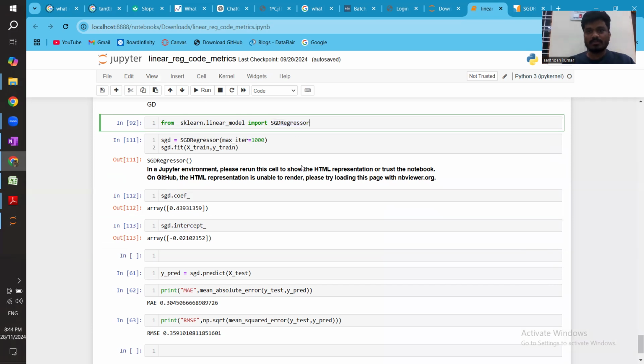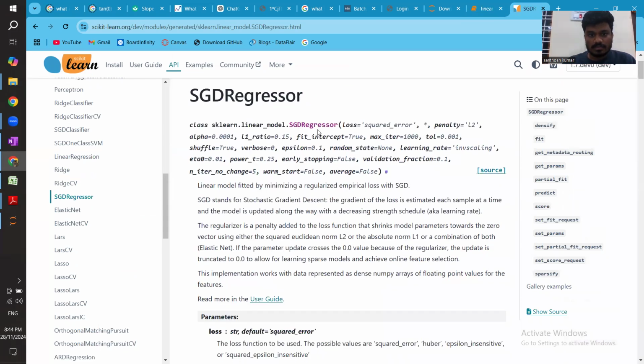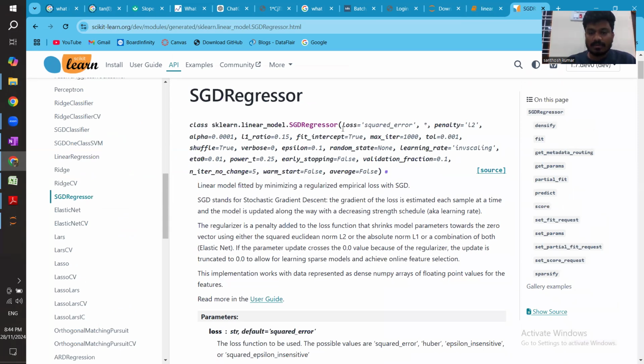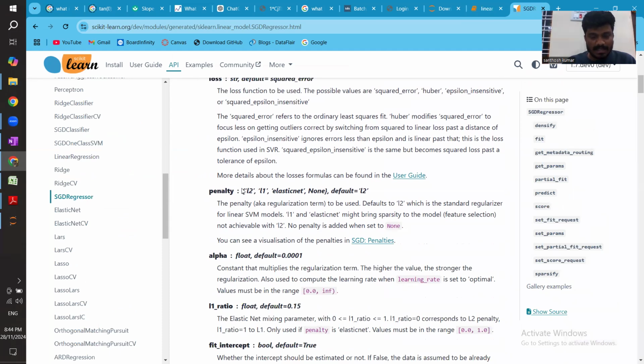I hope you have this notebook. Going back to the regressor, every model will have multiple hyperparameters, but not all of them are important. One is called penalty. This penalty is a regularization concept, which we are going to discuss in our next class. So you can ignore this as of now.